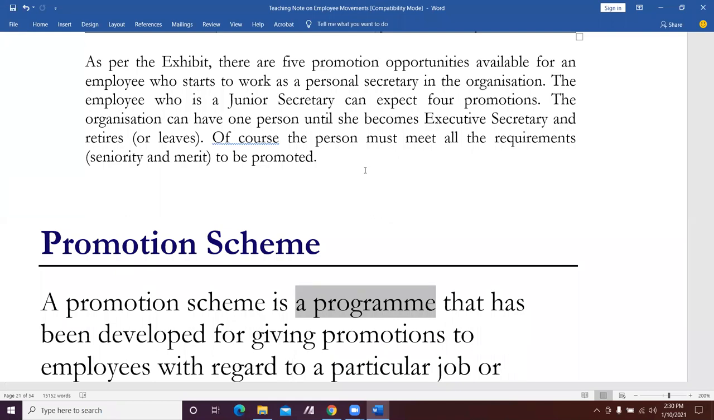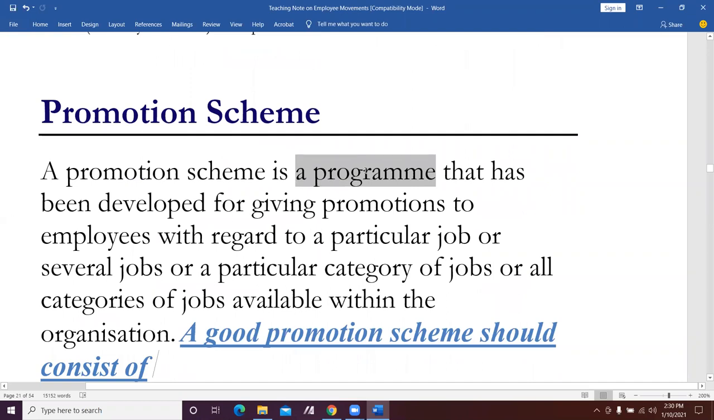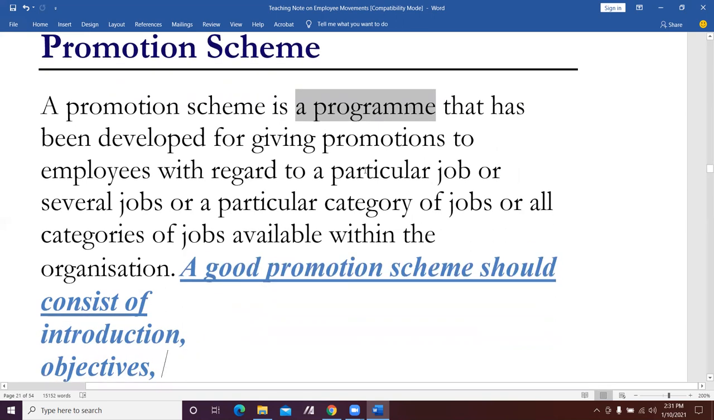Right. Then the promotion scheme now. Ideal HRM suggests developing a promotion scheme, then you can avoid many problems. A promotion scheme is a program, or a system that has been developed for giving promotions to employees with regard to a particular job maybe, or several jobs, or a particular category of jobs like top managers, middle managers, or executives, or all categories of jobs available within the organization. There may be several promotion schemes, or one big master promotion scheme. That is also possible.